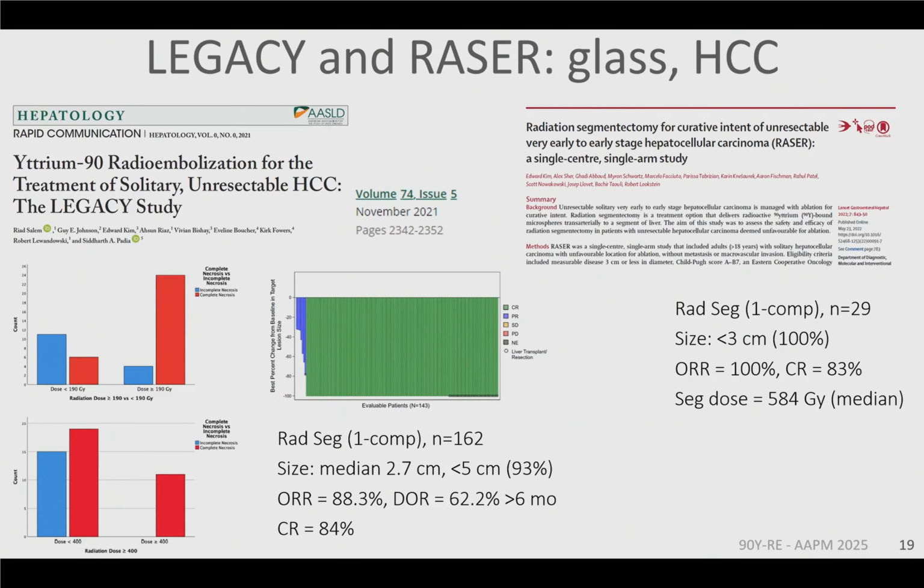We have other studies called Legacy and Razor. Again, these are using glass, okay? These are using small tumors, so typically 3 centimeters or less, something that would be ablated or undergo resection. So these are unresectable but ablatable lesions. What they have shown is if you give high levels of radiation, you can get CRs on these. And you look at the complete response rate, 84%, right? And look at 83%, so very high CR rates.